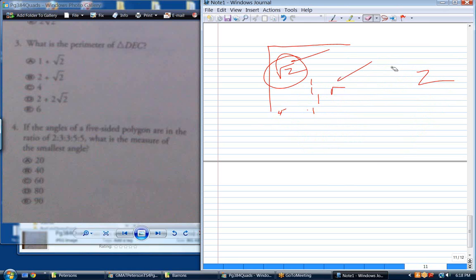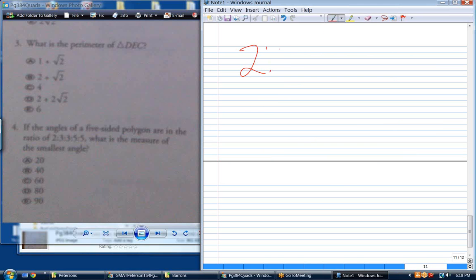If the angles of a 5-sided polygon are in the ratio of 2 to 3 to 3 to 5 to 5, what is the measure of the smallest angle? Then you want to do the back side. I can draw a picture, but on some of these polygons, like if it was a 9-sided polygon, it would be a lot of time to draw a picture of it. So it's really better if you learn the math of a 5-sided polygon.